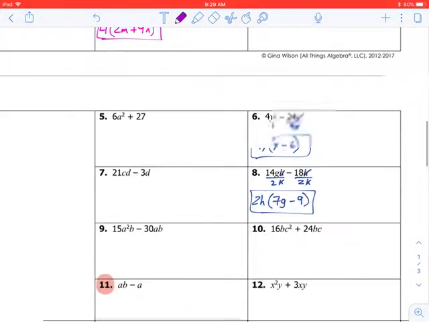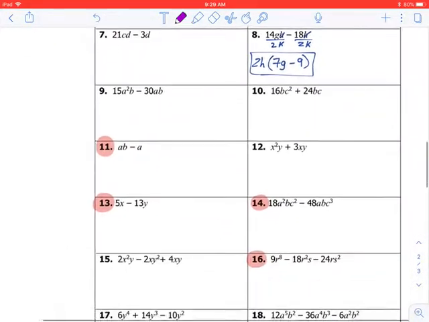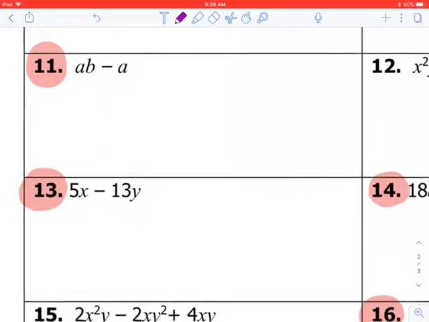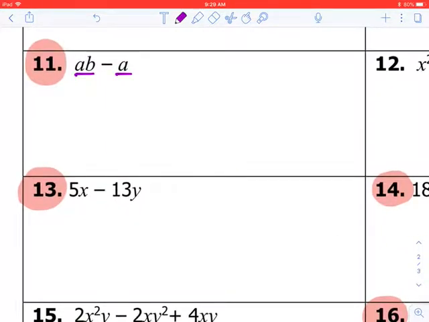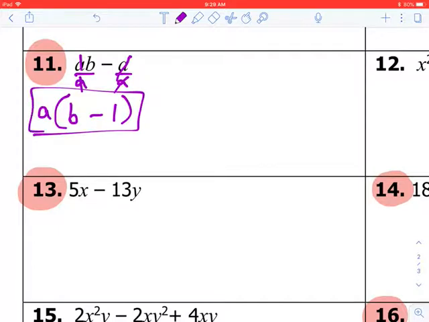Okay. And so let's look at 11 and 13 here. Number 11, these don't have any numbers, but I can divide both of them by an a. So a goes to the outside. A divided by a cancels. I have b left over. Now, this part can be a little tricky sometimes if you're not careful. So a divided by a is not 0. It's actually 1. There is still a 1 there.